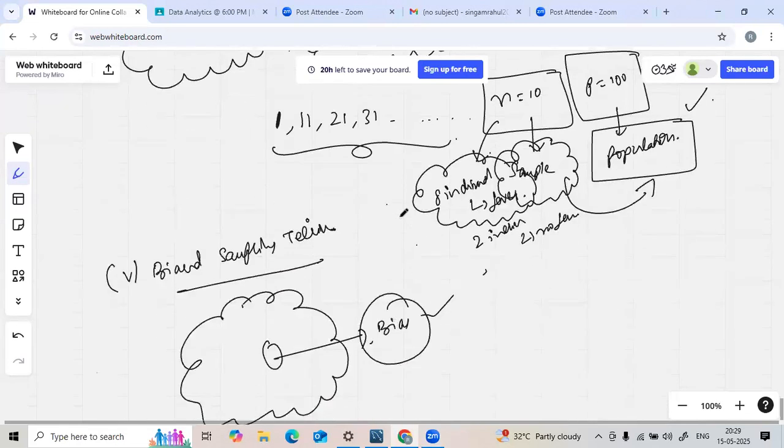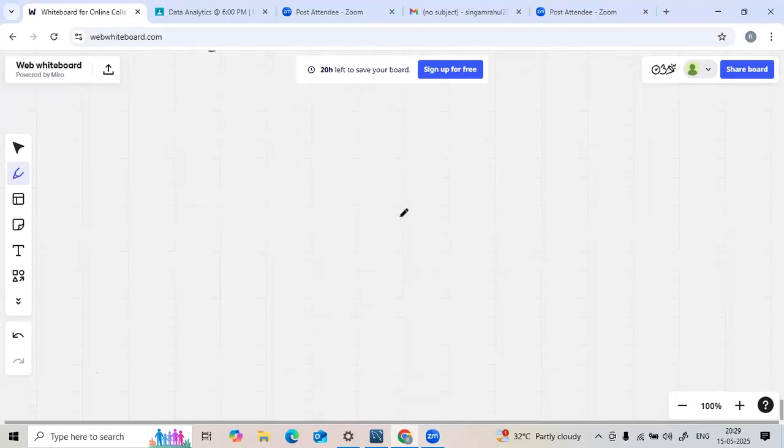So now let's consider one more topic, measures of dispersion. Yesterday we discussed measures of central tendency, right? Mean, median, mode. So today, let's focus on a concept called measures of dispersion.